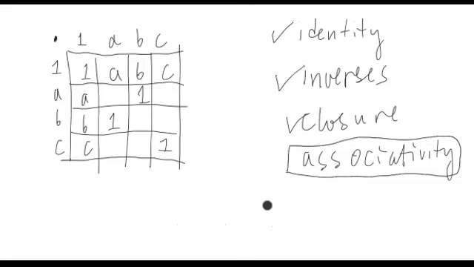Okay, let's talk about what we need to do for associativity. Now, a couple things. Realize that if we take this row and multiply it by, say, A, we should get this row. If we multiplied it by B, we'd get this row. If we multiplied it by C, we'd get this row.